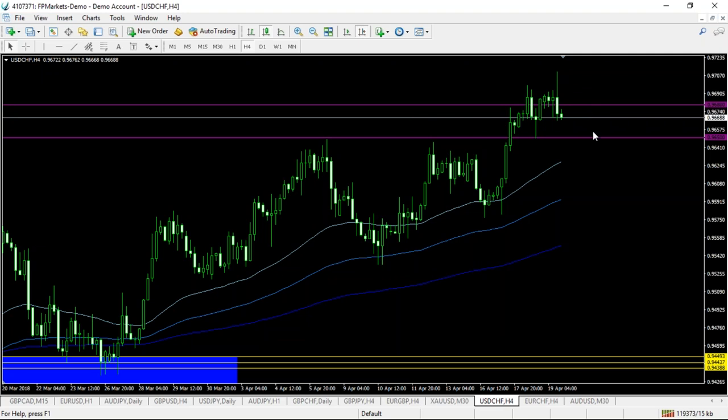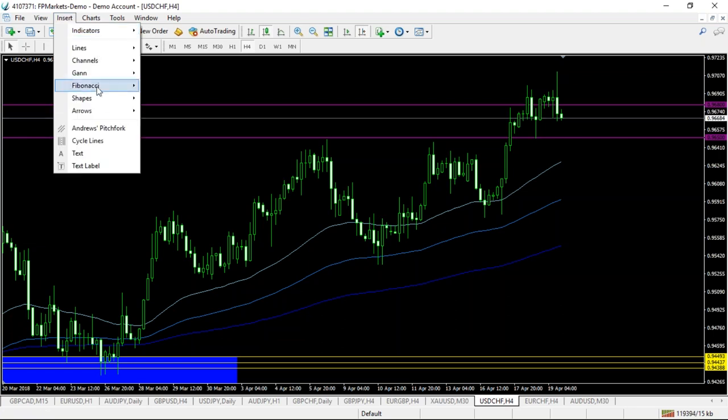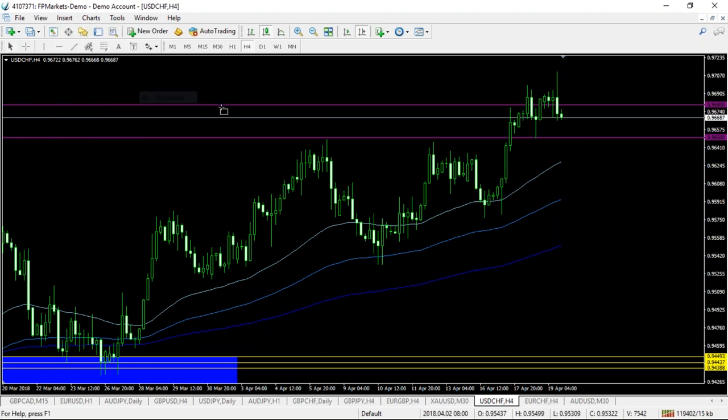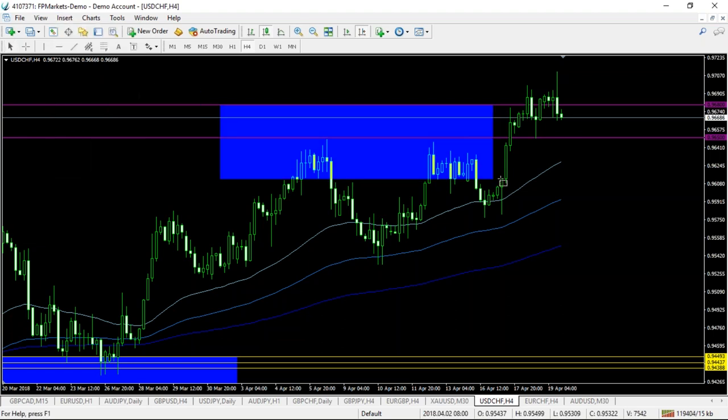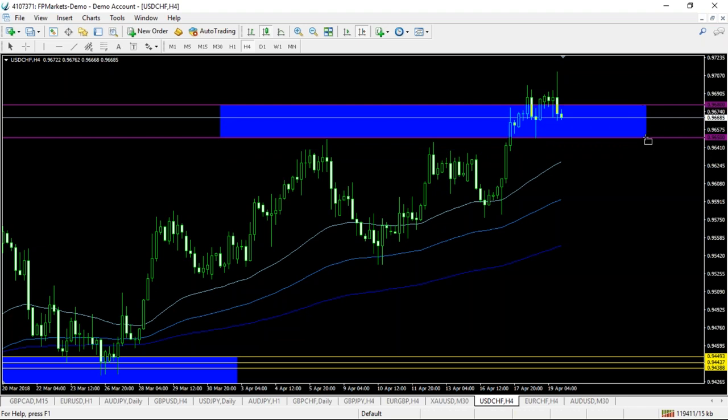So that itself, using the psychological numbers with these two lines, can act as a reversal zone, or the zone that you shouldn't be looking into trading, mainly because it's a very sensitive zone to trade, because it could reverse, or just act choppy and go sideways as well at this area right here that I've shaded in blue.